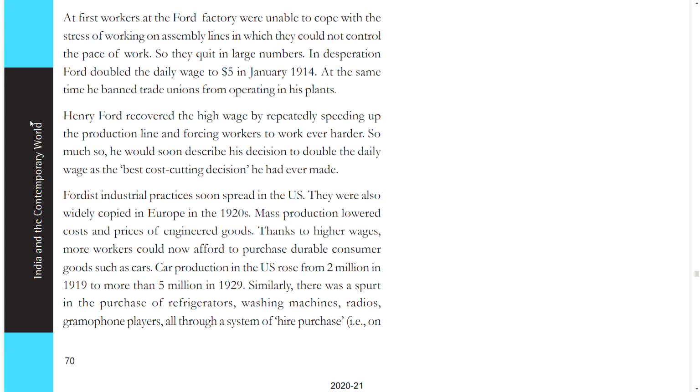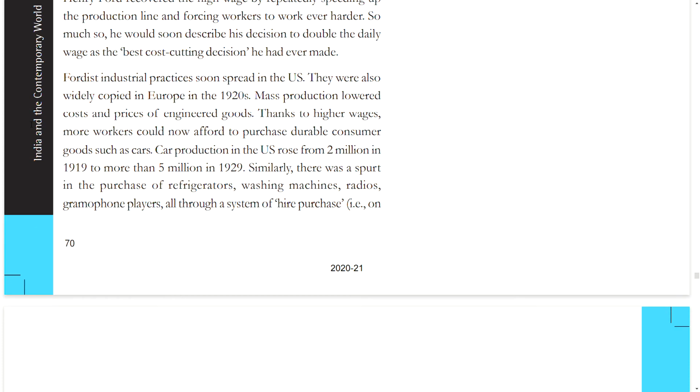Henry Ford recovered the high wage by repeatedly speeding up the production line and forcing workers to work ever harder. So much so, he would soon describe his decision to double the daily wages as the best cost-cutting decision he had ever made. Fordist industrial practices soon spread in the US. They were also widely copied in Europe in the 1920s.